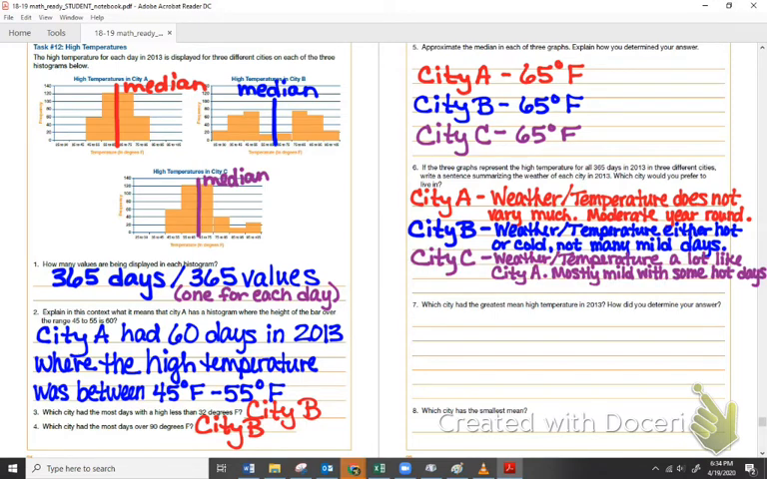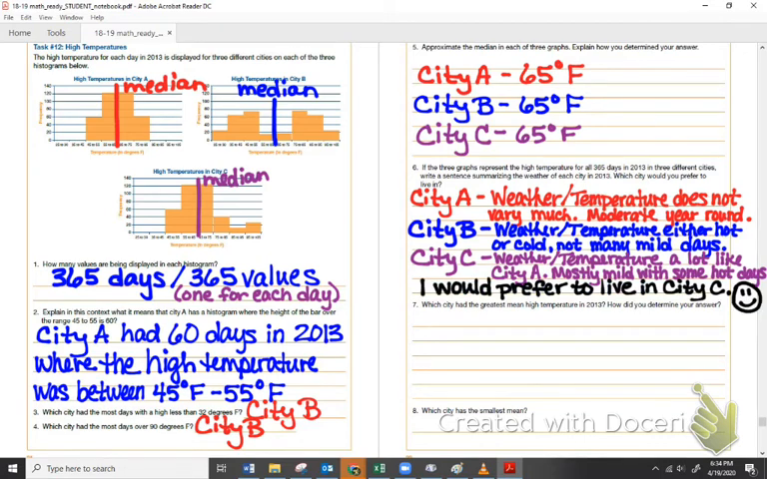Okay, it's decision time. Which city would you prefer to live in? Well, for me, I'm going to say I would prefer to live in City C. I don't really like cold weather very much. I do like to be able to go to the pool, so I do want my weather to get nice and hot sometimes, but not spend too much time out there. So I'm going to go with City C.